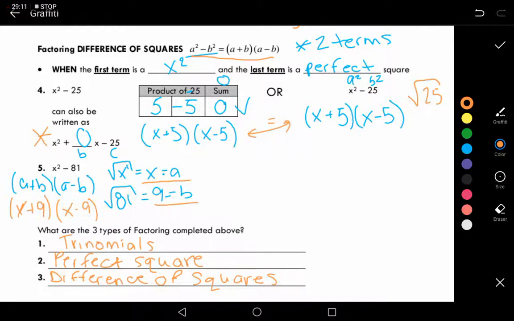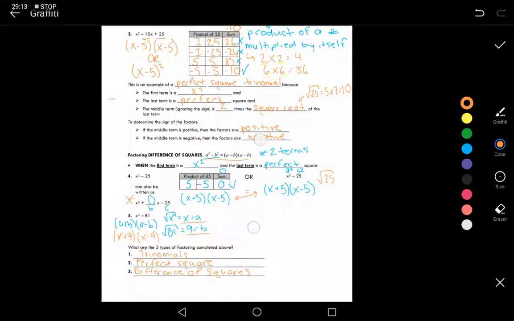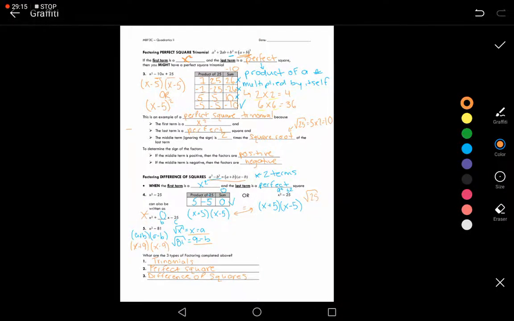Factoring can be kind of a confusing concept, so if you're confused by any of that, make sure you're asking questions as they come up. This is the end of this third note.